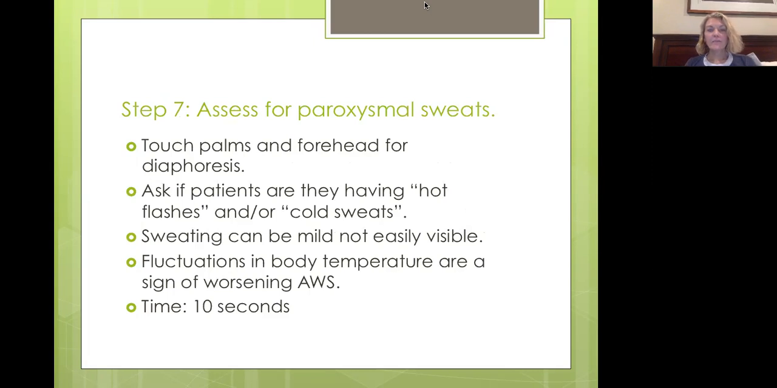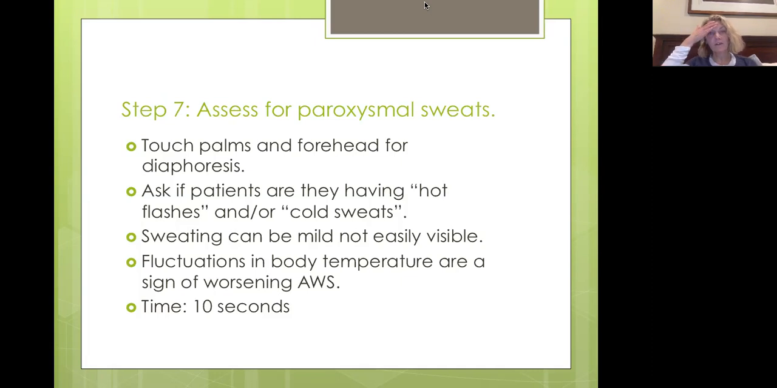Step 7, you want to assess for paroxysmal sweats. So that basically means the patient feels hot, then the patient feels cold, then the patient feels hot. You want to touch the palms. They often can feel moist. You also want to touch the forehead to see if there's any moisture on the forehead. And you want to ask the patients, are they having hot flashes? Are they having cold sweats? Do they feel sweaty? They'll tell you it's really uncomfortable, but it also can be mild and not easily visible.